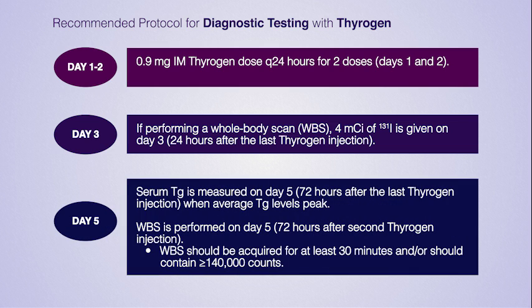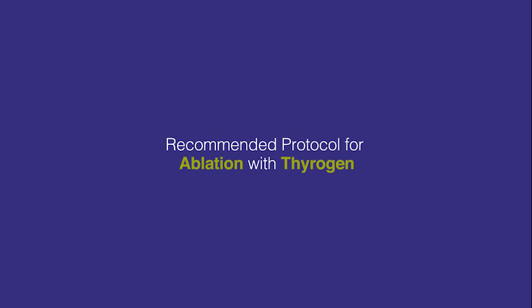Day 5, serum TG is measured on day 5, 72 hours after the last Thyrogen injection, when average TG levels peak. Whole body scan is performed on day 5, 72 hours after the second Thyrogen injection. Whole body scan should be acquired for at least 30 minutes and/or should contain greater than or equal to 140,000 counts.